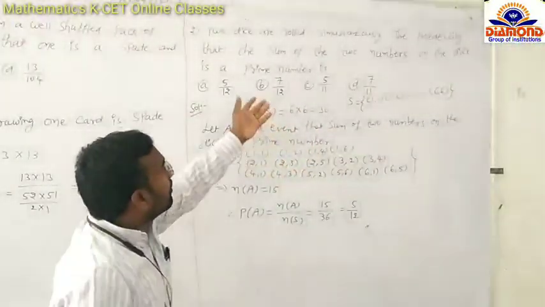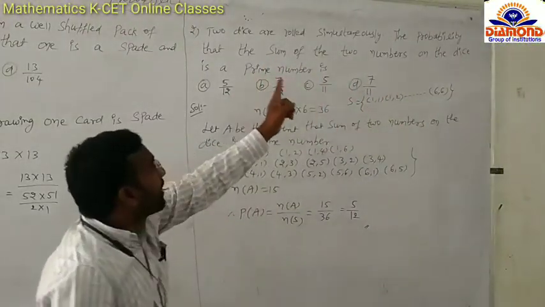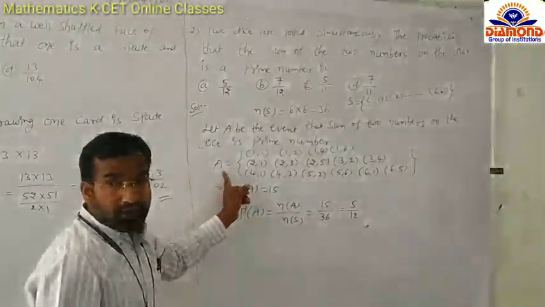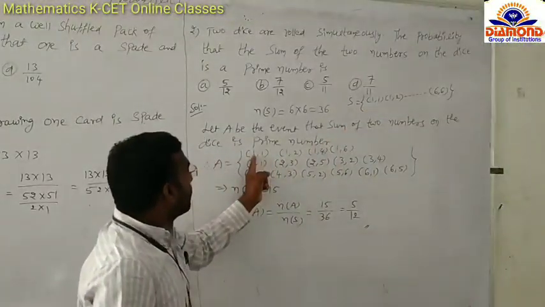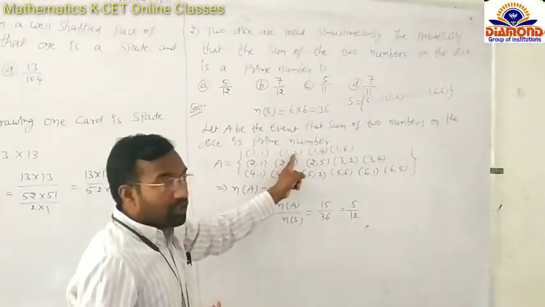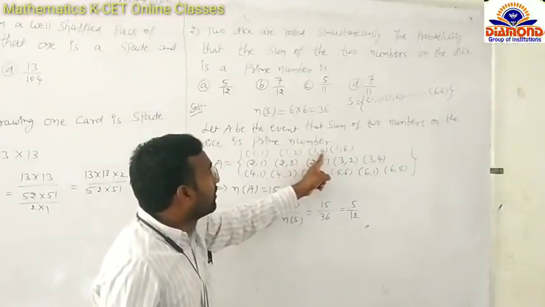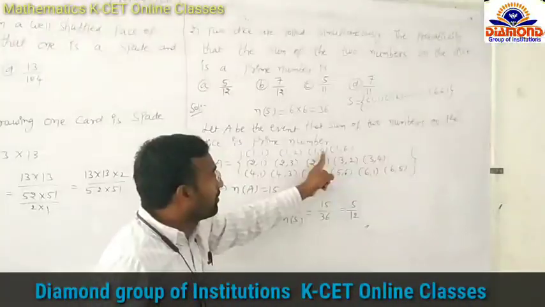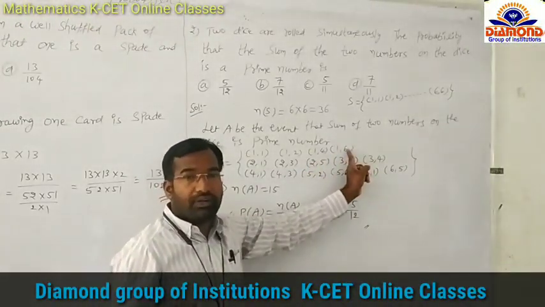Here we find the probability that the sum of the two numbers on the dice is a prime number. Take that as event A. Starting with (1,1): 1 plus 1 is 2, which is a prime number. Next (1,2): 1 plus 2 is 3, also prime. Next (1,4): 1 plus 4 is 5, also prime. Next (1,6): 1 plus 6 is 7, also prime.